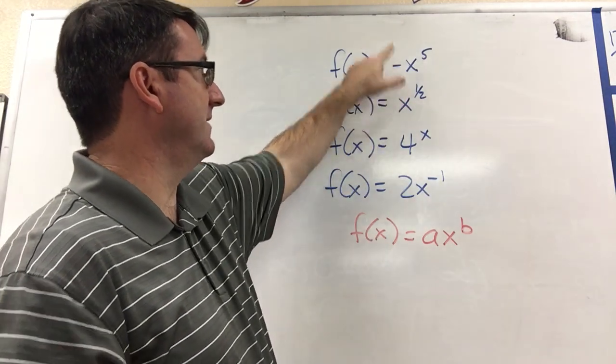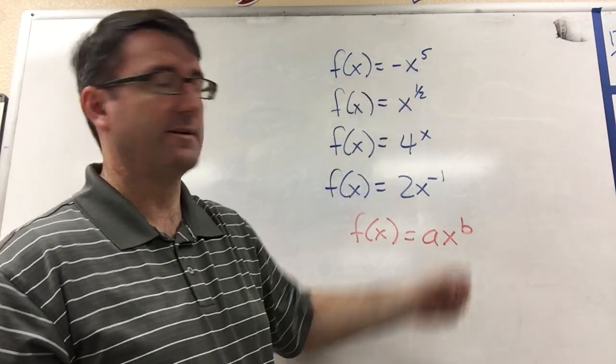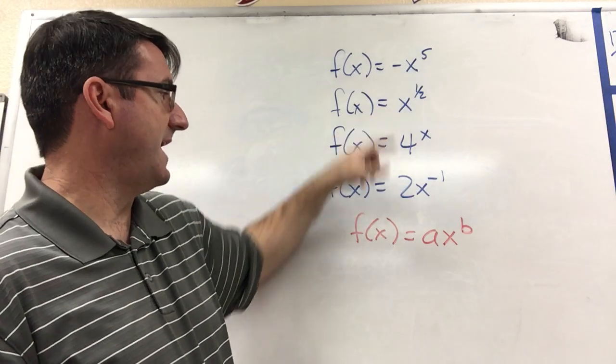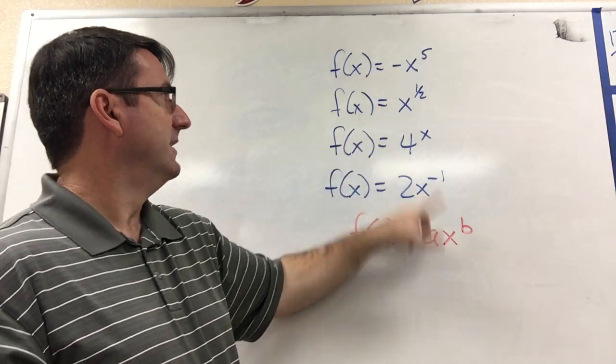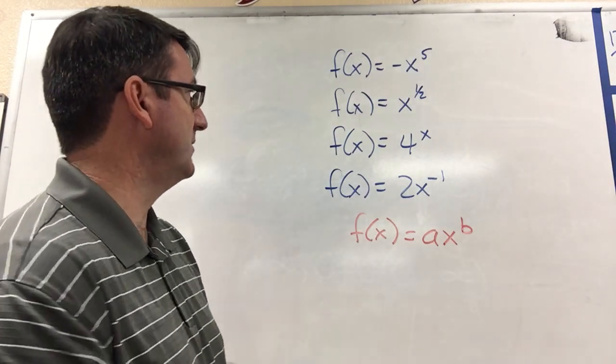First here we have negative, so this is -1, that's our a, times x to the 5, that's our b. So that is a power function. This one we have just x, so our a would be 1, times x to the 1/2, that's our b. That's a power function as well.